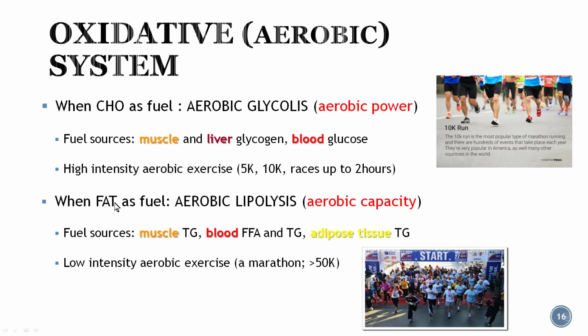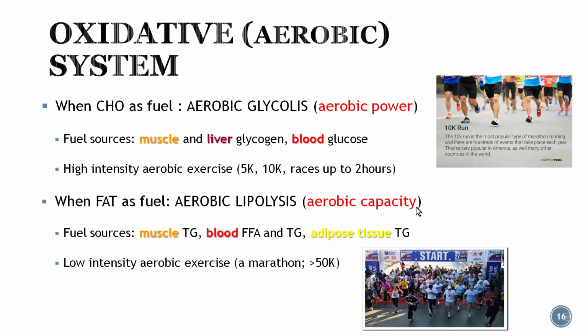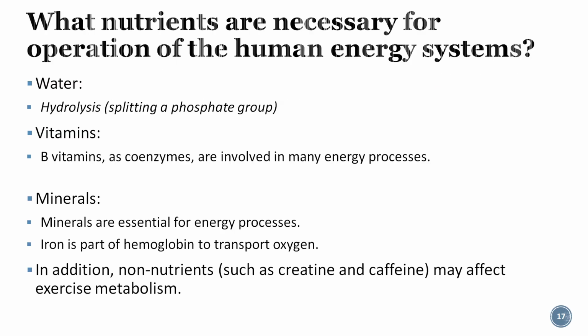But when you look at the fat, it shows your aerobic capacity, which is almost limitless, as we saw in the previous slide where I showed you the adipose tissue calories stored in your body's stores. And the final slide will discuss what nutrients are necessary for the operation of all these energy systems that we just talked about.